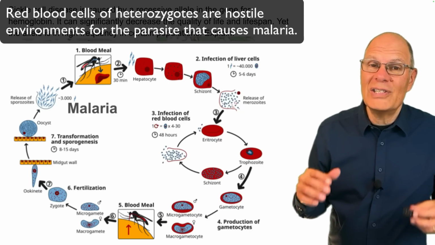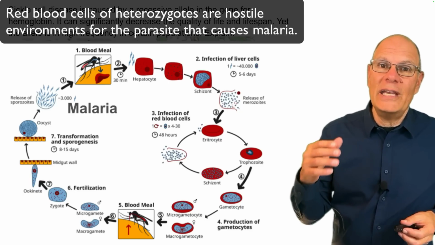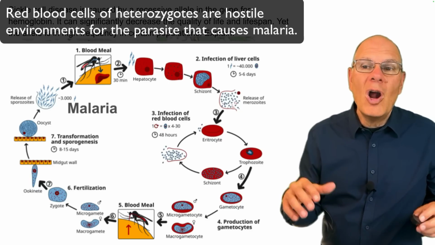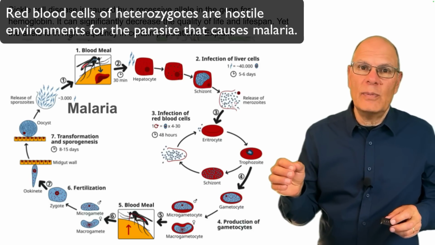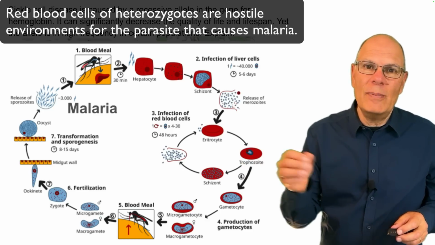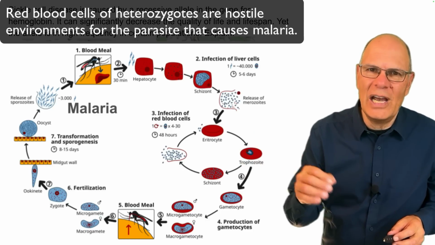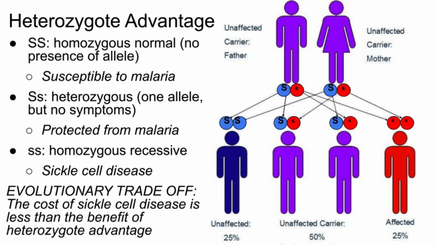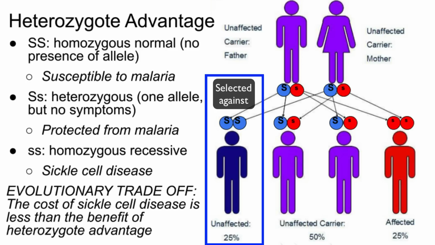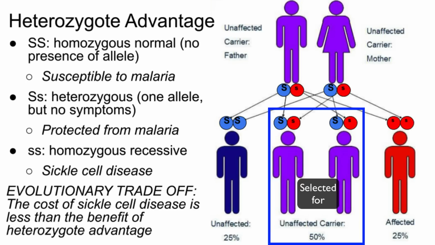The red blood cells in heterozygotes, despite the fact that they don't normally sickle, are hostile environments for the Plasmodium parasite that causes malaria. This is a parasite that's carried by mosquitoes and then lives inside red blood cells. So what we have is a phenomenon that's called heterozygote advantage, where big S, homozygous dominant, is selected against. Why? Because of malaria. Big S, little s, heterozygosity, is selected for.